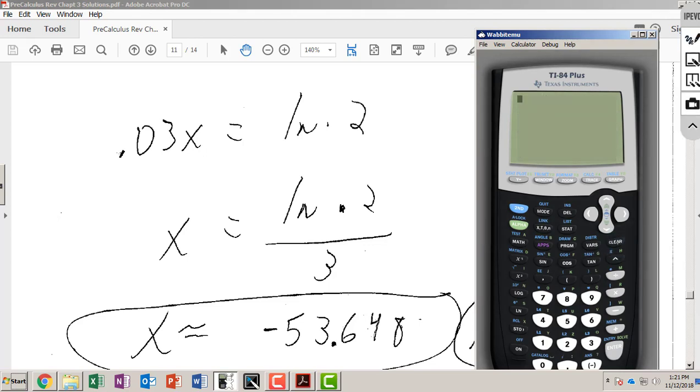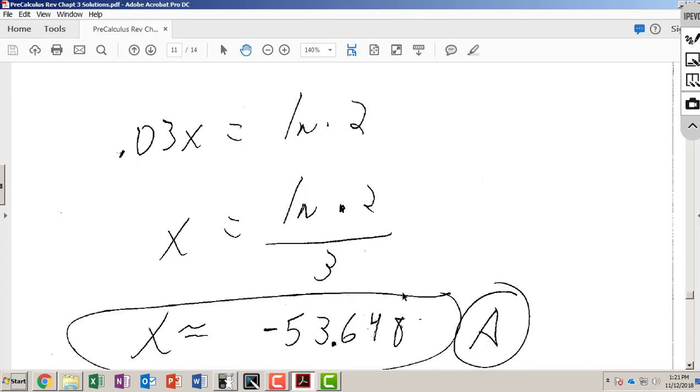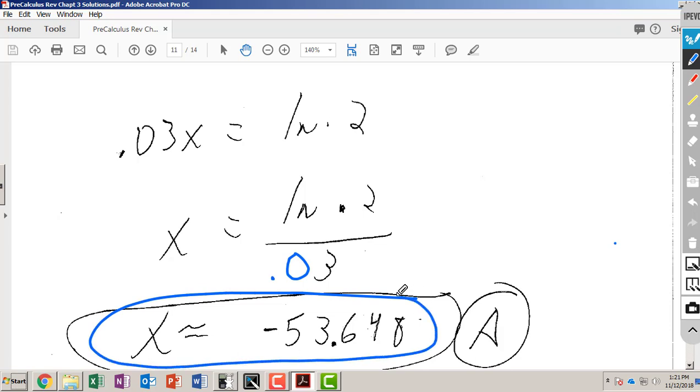I've got the ln of 0.2 and then divided by 0.03. And that looks like that comes out to be negative 53.6479. So I just go ahead and round that off to negative 53.648. And that looks like that matches with the answer of A.